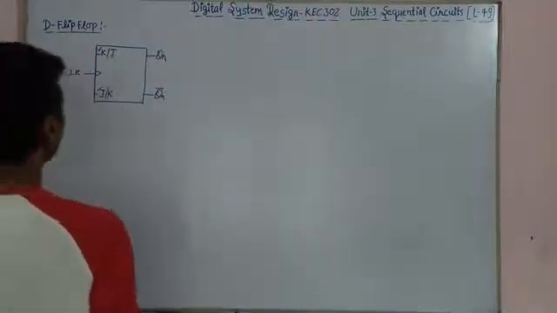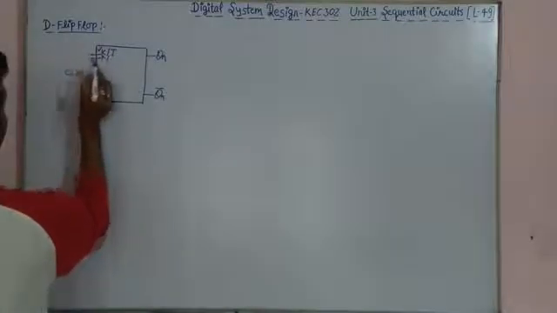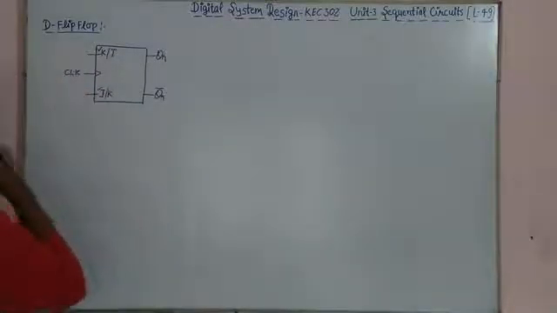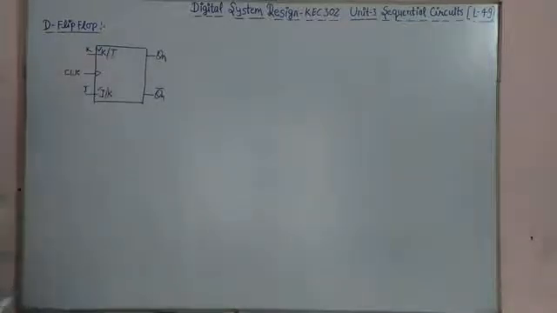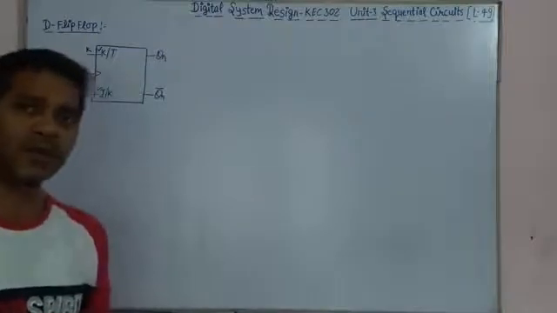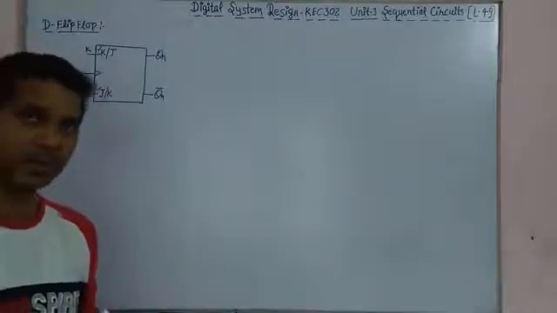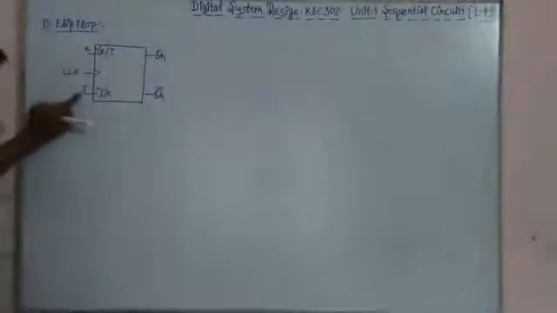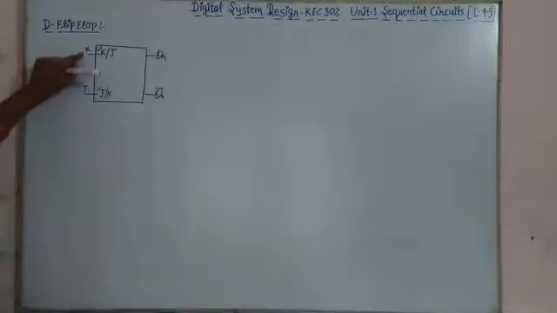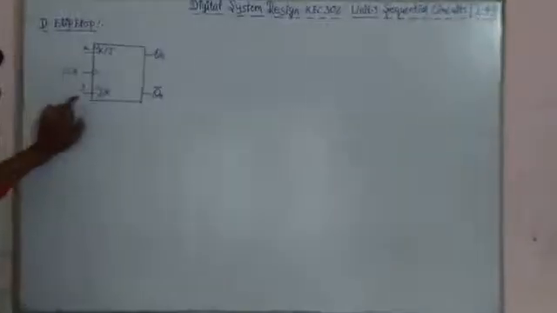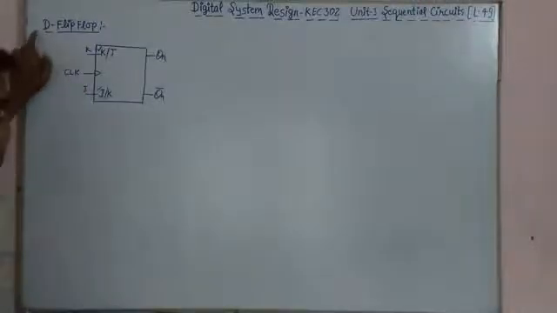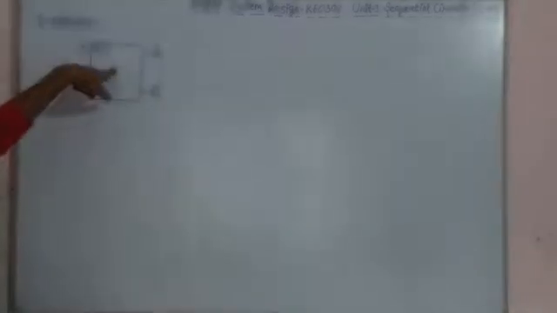So this is JK flip-flop, J and K. Now we are using the implementation with NOR gate, so I am taking J here and K here, as before. So now what to do to make a D flip-flop from this JK flip-flop?